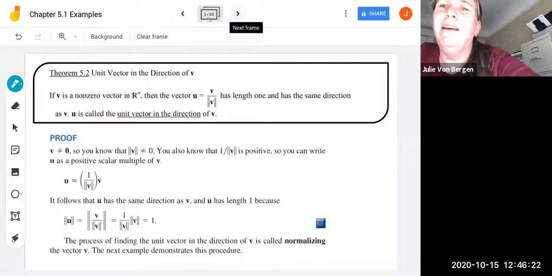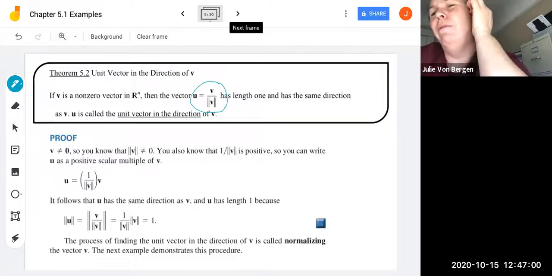All right, let's take a look at what the unit vector does in the direction of v. If v is a non-zero vector in Rn, then the vector u equals v divided by the norm of v has length 1. So when we divide by the norm, we're doing something called normalizing the vector to give it length 1. You're either stretching or compressing the length of the vector to get that length to be 1, and it has the same direction as v. So u is called the unit vector in the direction of v. When we are calculating, we often say that we're normalizing v.